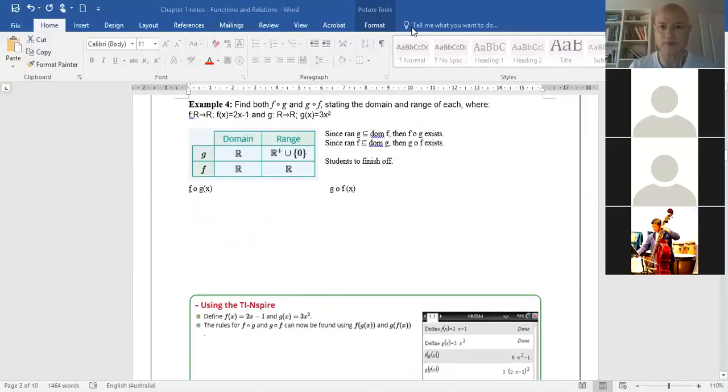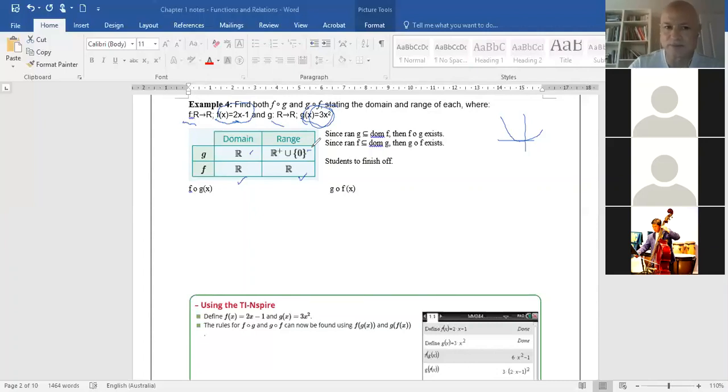Example 4. Find both fog and gof, and state the domain and range of each, where f of x is 2x minus 1 and g of x equals 3x squared. Okay, well, we should know this. This is a straight line. So the domain of f is reals and the range of f is reals. This is a parabola. So the domain is reals and the range, of course, being a parabola, is reals positive union 0.